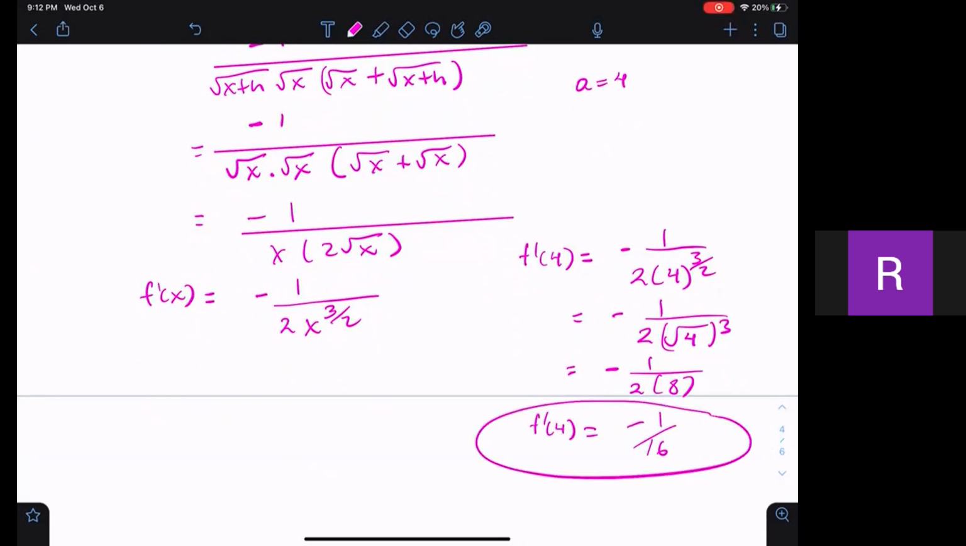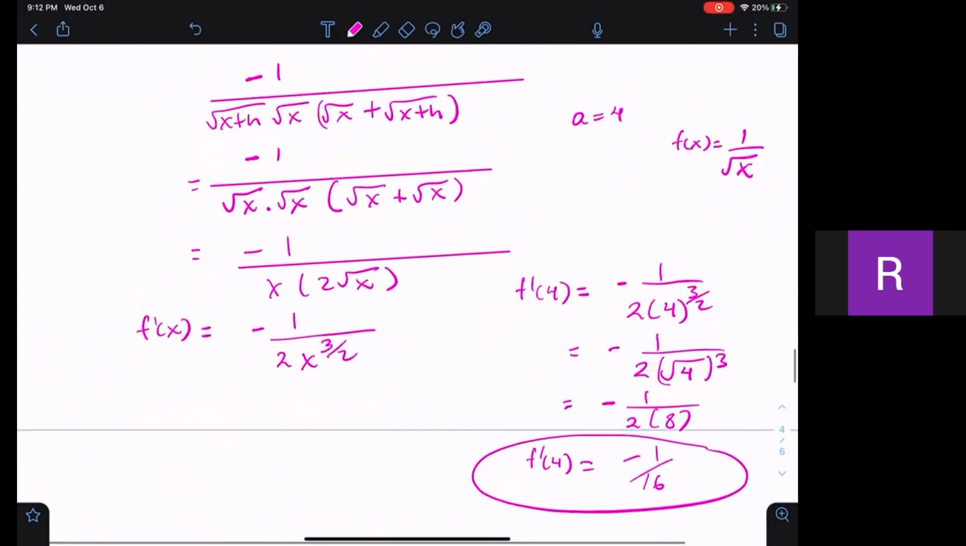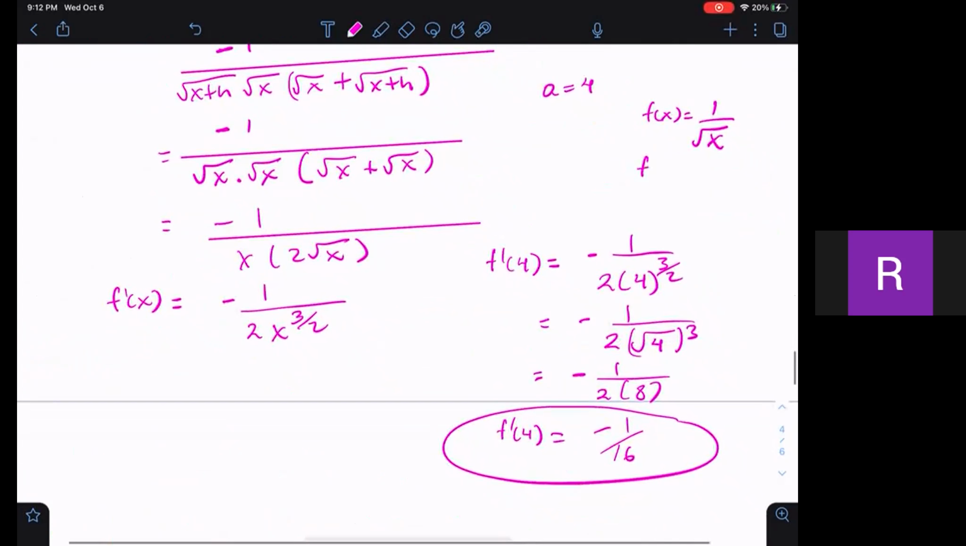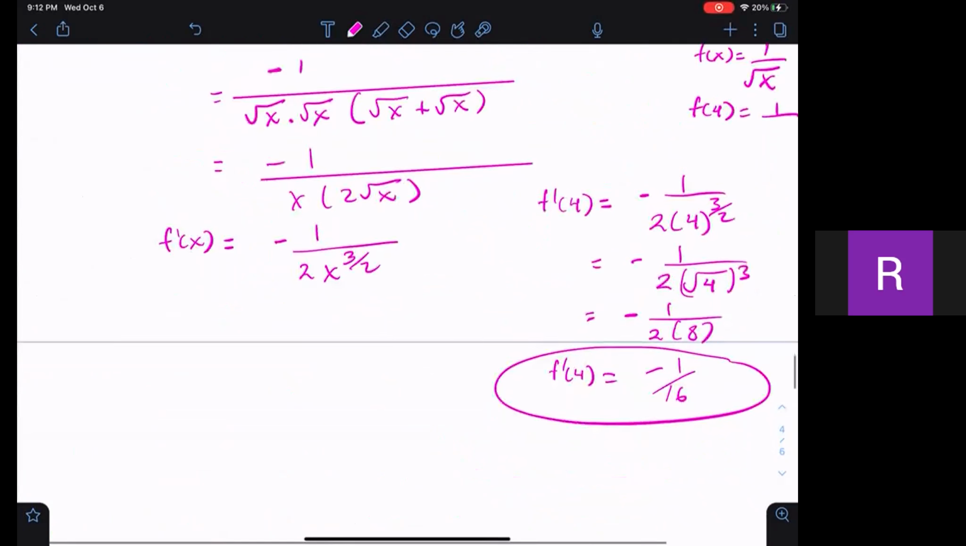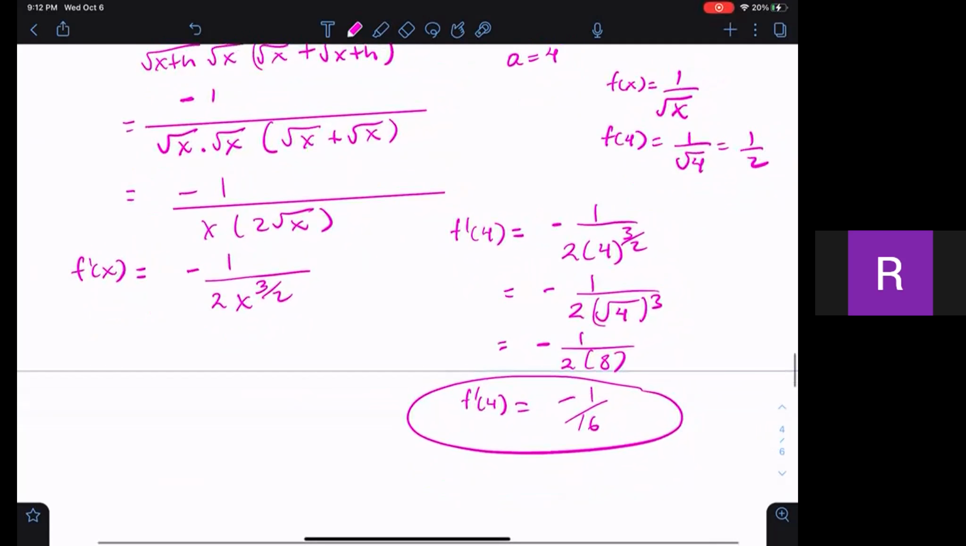So now you need to find the y value, right? The function was f of x equals 1 over the square root of x. Yes, that's the function. And I need to find the y value, or f of 4. You plug 4 into the function, you get 1/2, right? So that means the x value is 4 and the y value is 1/2. So you can put 4, 1/2, right?